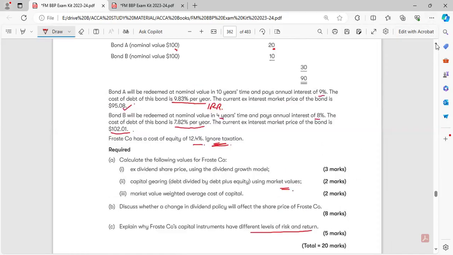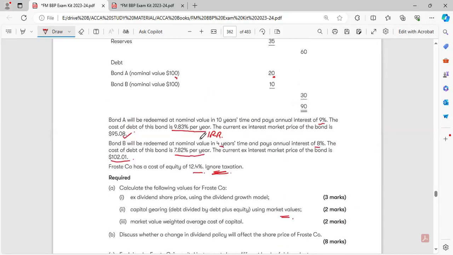Second one is bond A. Bond A is receiving a higher cost of debt, or effective interest, in comparison with bond B. So we can assume that bond A is riskier than bond B. That's why you can see that its market value is lower than bond B's market value. Its effective rate of interest is greater than its normal coupon rate.